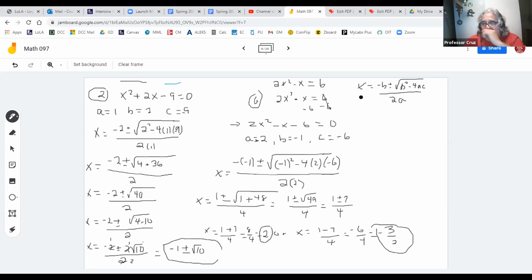There's your quadratic formula. So we're filling in negative 6, let's see, negative 1. So that's negative 1, which is going to be a positive 1. Negative 1 squared is 1. And then negative 4 times negative 6 is 24. Positive times 2 is 48. All over 4, because it's 2 times 2. 1 plus or minus the square root of 49, or 1 plus or minus 7, which is the square root of 49.